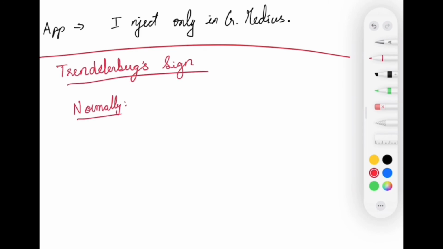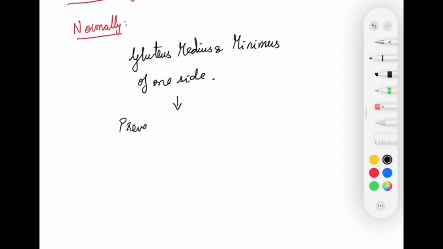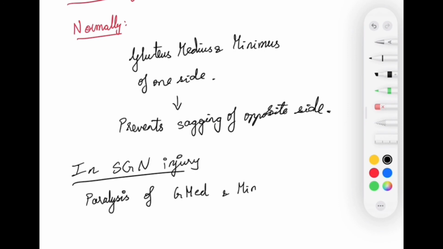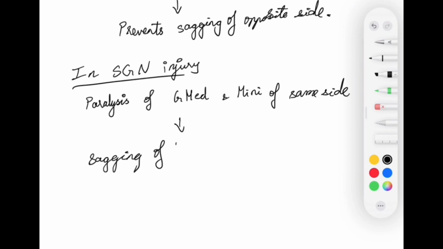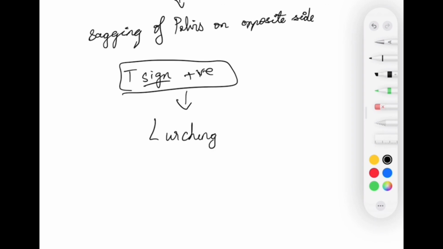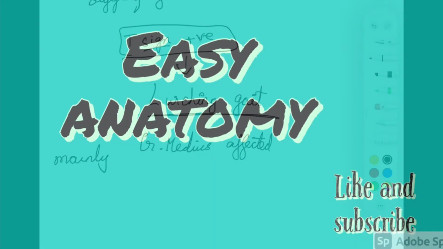Now on to the applied, that is Trendelenburg sign. Normally gluteus medius and minimus of one side prevent the sagging of the opposite side. In superior gluteal nerve injury, paralysis of gluteus medius and gluteus minimus muscles of the same side occurs. In this, sagging of the pelvis on the opposite side, that is the healthy side, occurs. This is known as Trendelenburg's positive sign. It causes lurching gait, which affects the gluteus medius mainly.